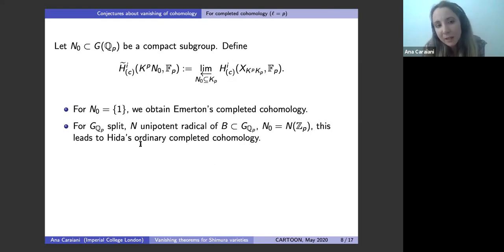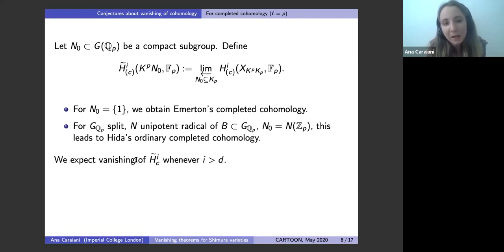And that studies... this is a general way to define p-adic automorphic forms on Shimura varieties, this completed cohomology. And then this is a way to study ordinary p-adic automorphic forms, which are roughly the ones for which the corresponding Galois representation is ordinary. So it's upper triangular.